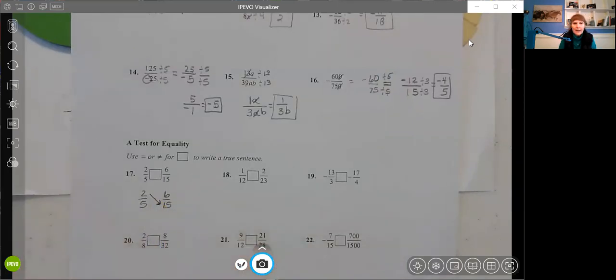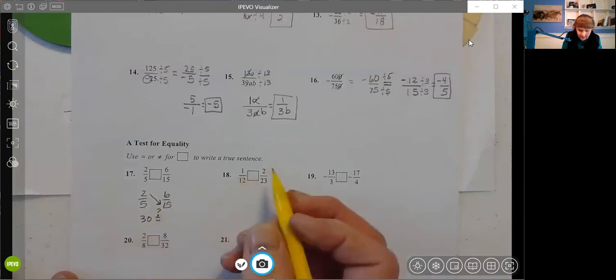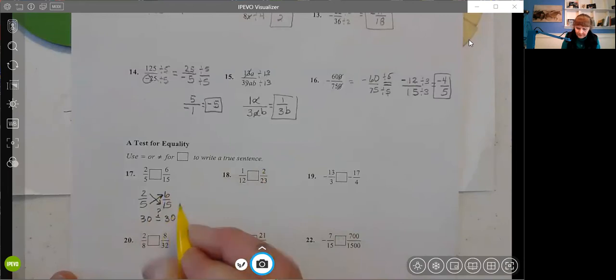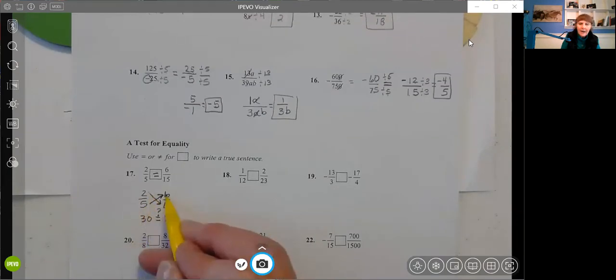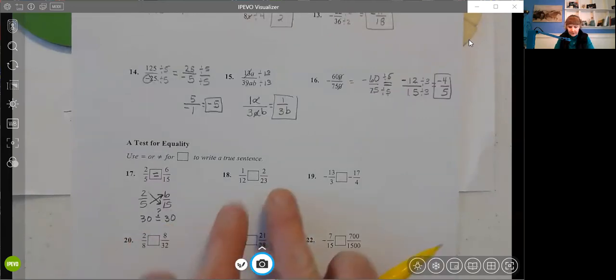That's one way. You take 2 times 15, you get 30. Does that equal, that's a question mark, does that equal 5 times 6? It does. So these are equal. So you can use this cross product idea. So it works. Let's look at another one.